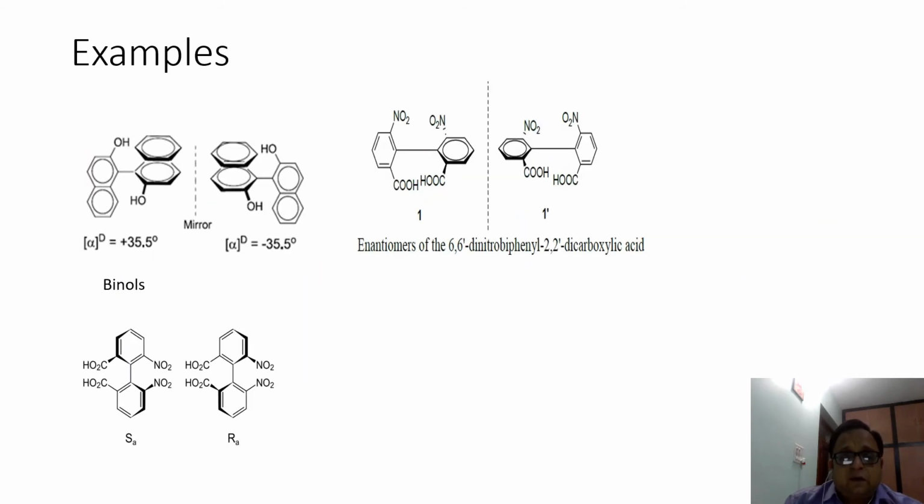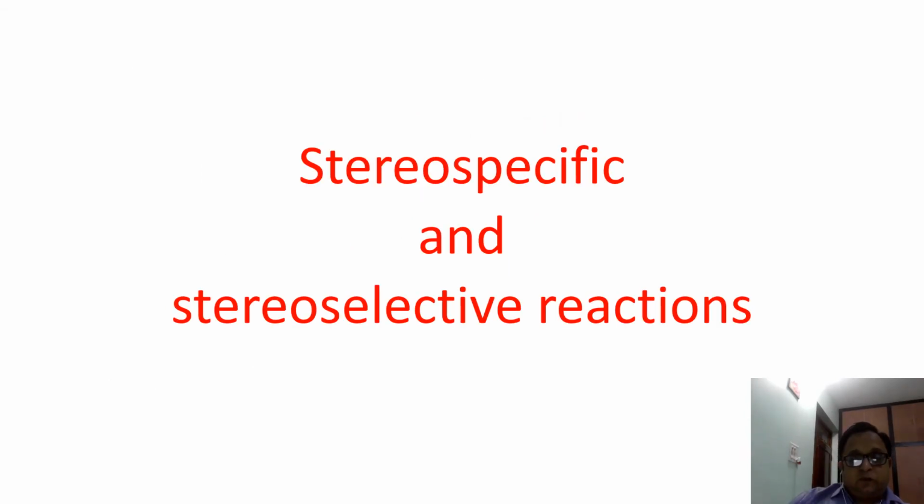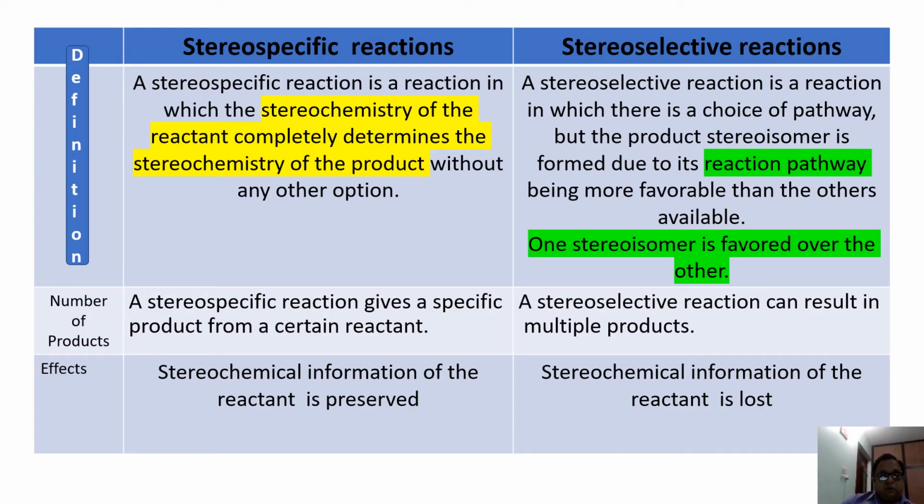In the next slide, there are some examples that show atropisomers, that is BINOL and 6,6 prime dinitrobiphenyl 2,2 prime dicarboxylic acid. Now we will discuss stereospecific and stereoselective reactions. First of all, we should be able to differentiate between these two reactions.